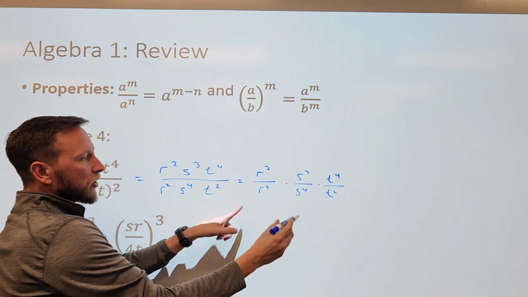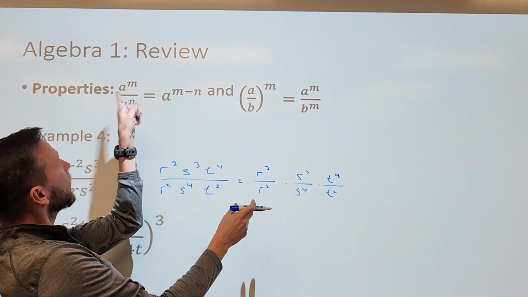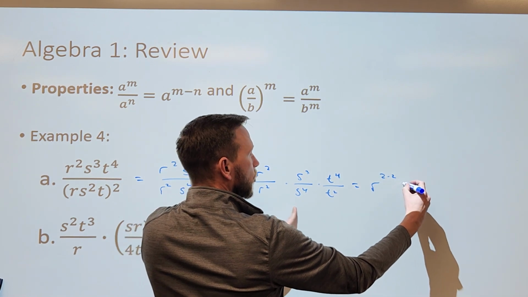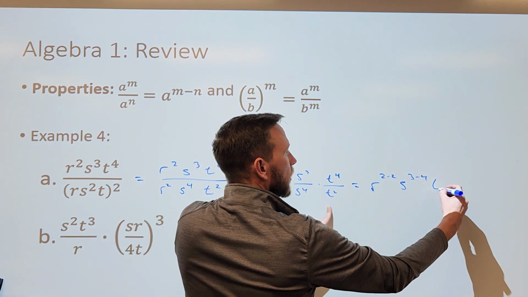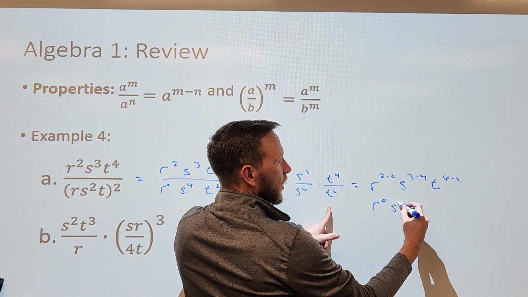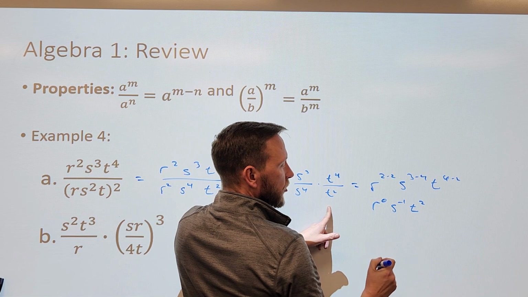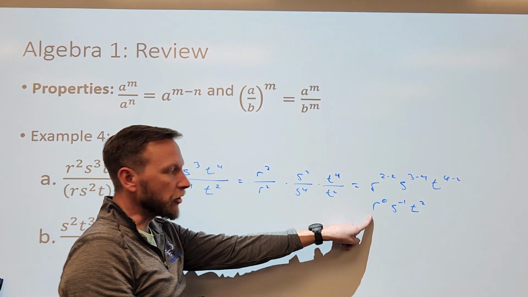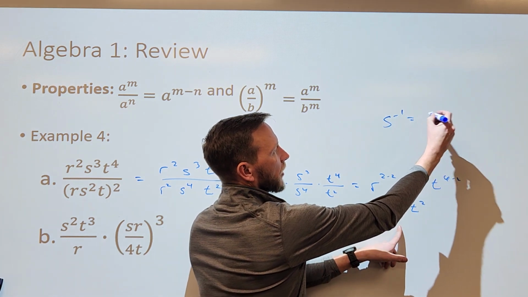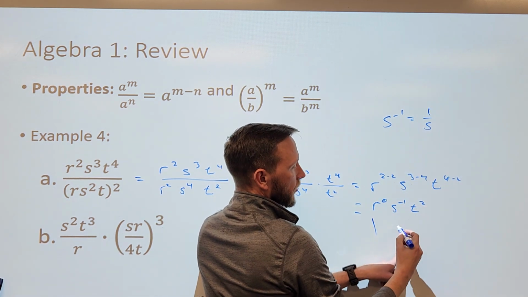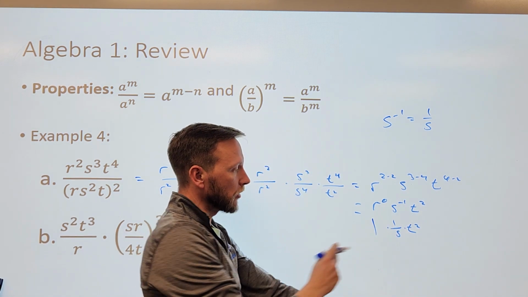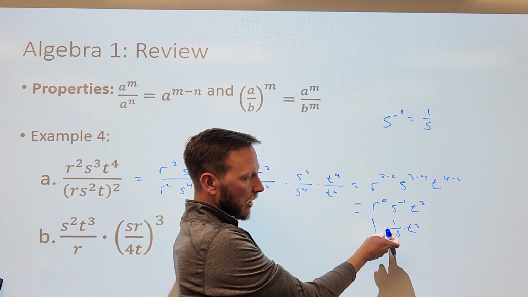All right, so what this means for us is if we're following this rule right here, we're going to do subtraction. So this means that we've got r to the 2 minus 2, s to the 3 minus 4, and t to the 4 minus 2, which gives us r to the 0, s to the negative 1, and t squared. All right, now anything to the 0 power is equal to 1. We're going to talk about a negative exponent on the next slide. This means 1 over s. This is going to be 1 over s. And then we've got t squared. If I multiply all those together, this 1 times 1 over s is just 1 over s.